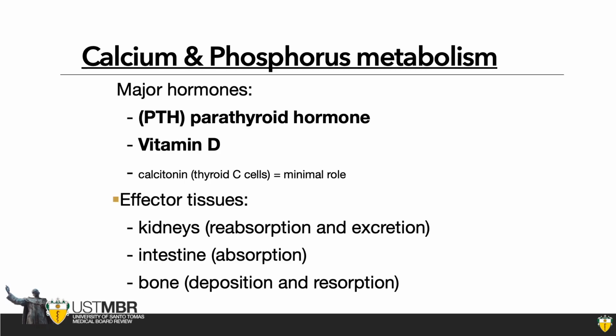You have your parathyroid hormone. Vitamin D is a hormone. And calcitonin, in small letters, because we already said that it plays a minimal role. Effector tissues are the kidneys, where calcium is reabsorbed or excreted; the intestines, where calcium is absorbed; and bone, where we talk about deposition of calcium, and bone resorption, the release of calcium. These are the terminologies that help in calcium and phosphorus metabolism.